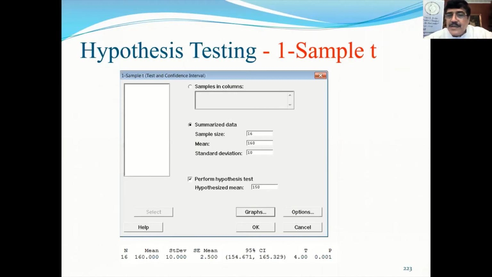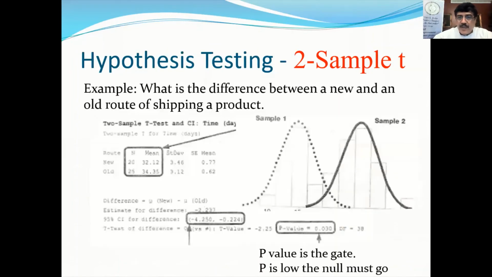That's the way things work. If you don't have summarized data, you don't need to calculate it in a different software. Just give it the data. You put the column here, whichever column it is. It will actually calculate for you the mean and the standard deviation. So either you enter it as summarized data, like in this example, or you enter the raw data and it will do the calculation for you.